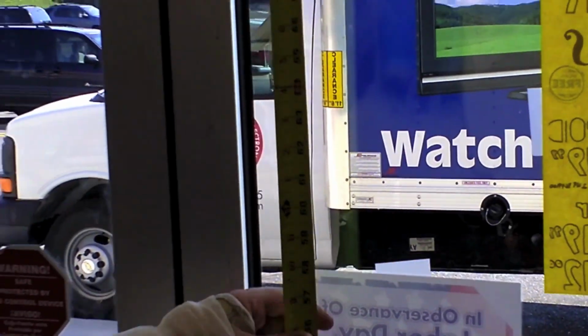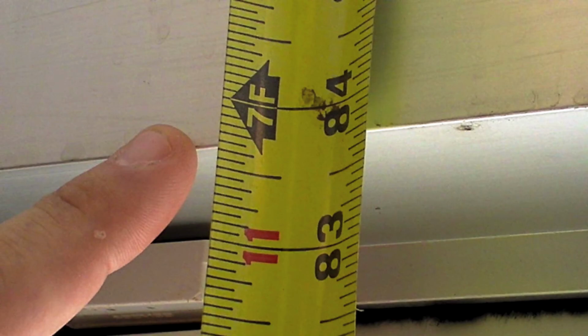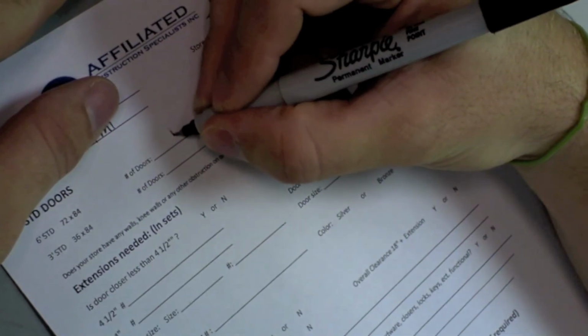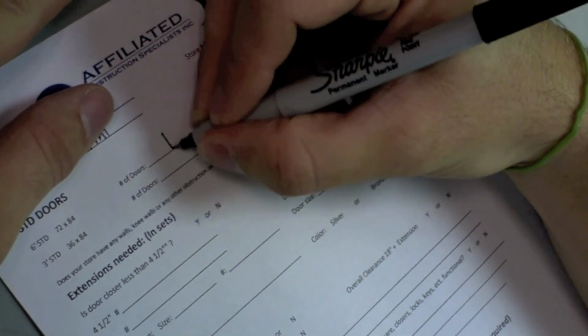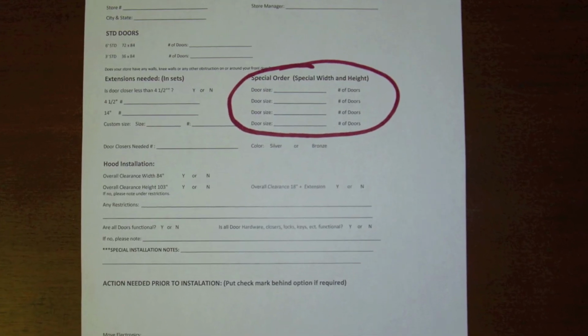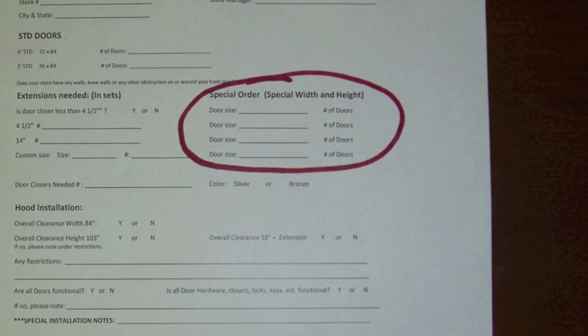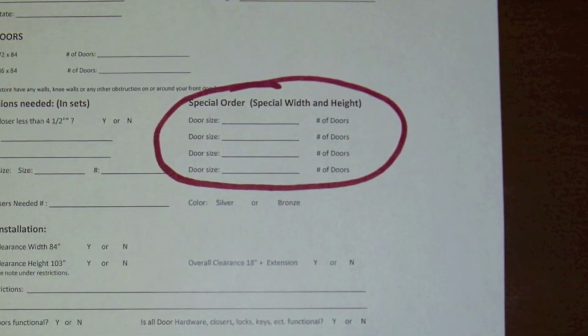For the height on the door, measure from the floor up to the inside of the mullion, where you can see Fred pointing right here. As you can see, it is 84 inches, which is a standard size. Write a 1 in underneath 6-foot door, 72 by 84. If your door does not measure 72 by 84 or 36 by 84, it is considered custom. You'll use this section to note all custom doors.